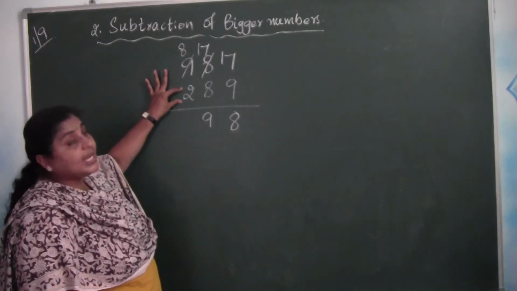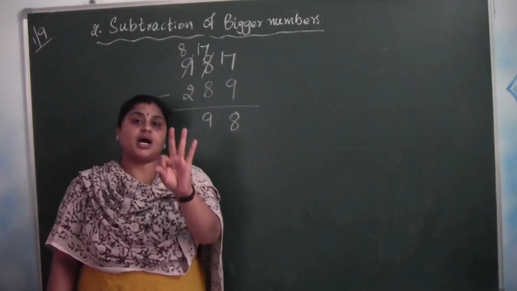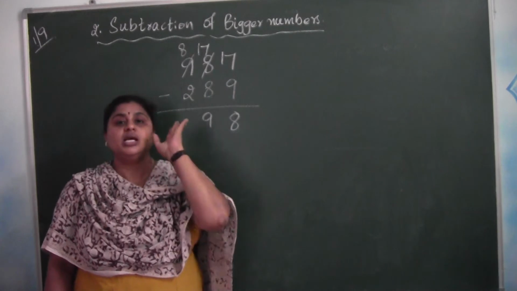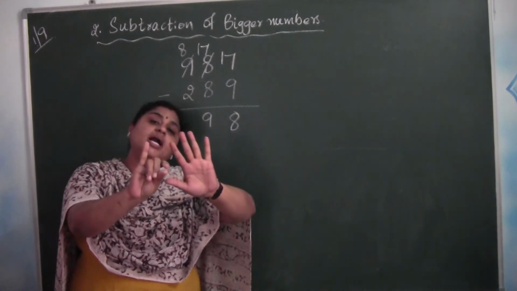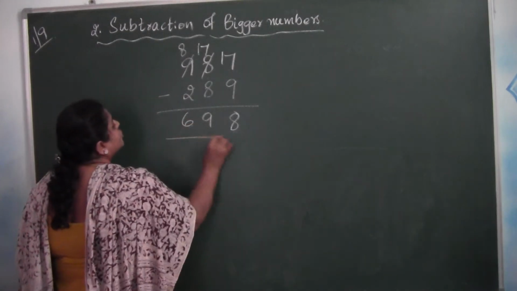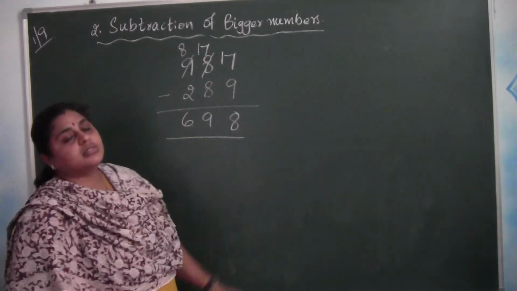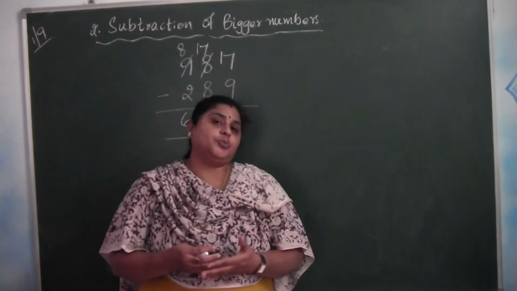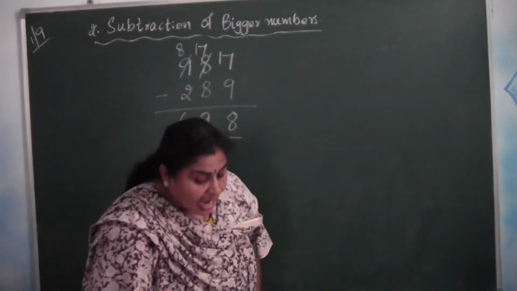Come on, start counting after 2. 3, 4, 5, 6, 7, 8. How many fingers did I open? 6 fingers. 8 minus 2, 6. Got it? This is how you are subtracting with regrouping. That is with borrowing. Let us take the other problem, children.